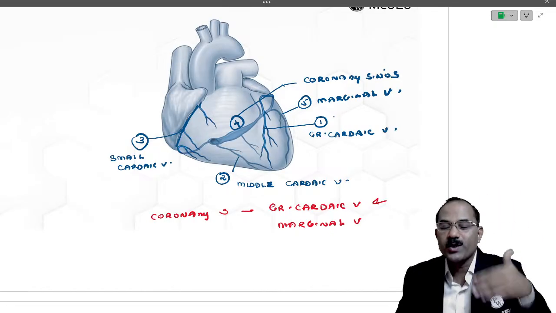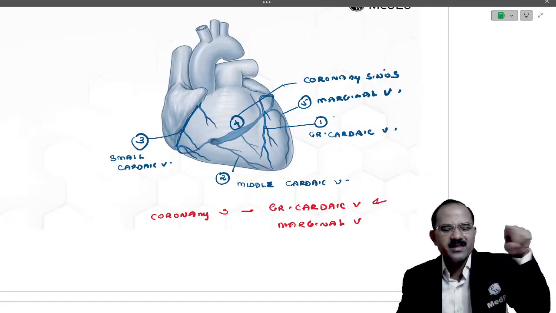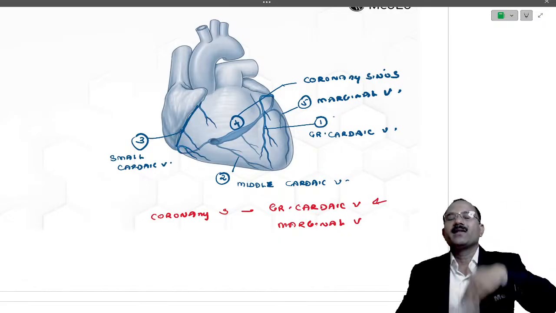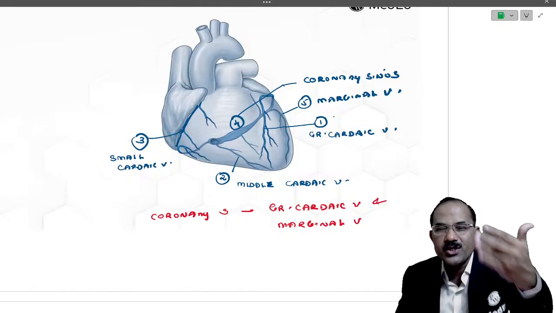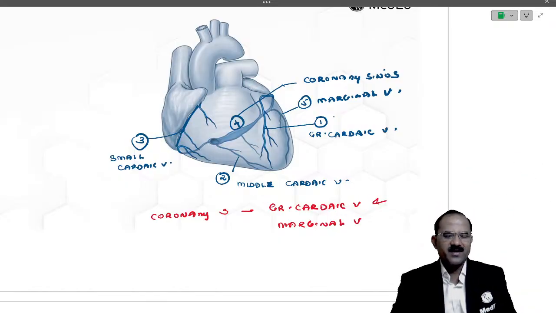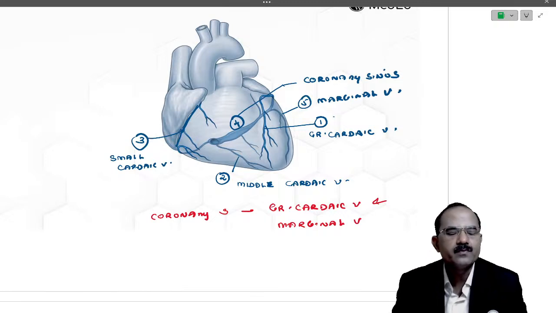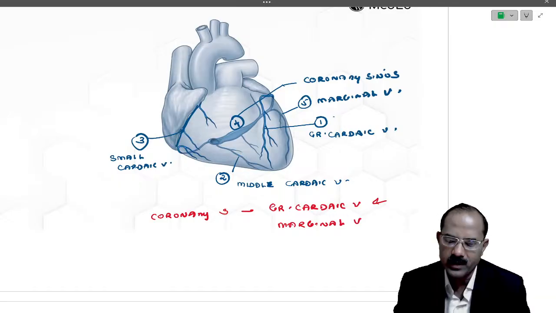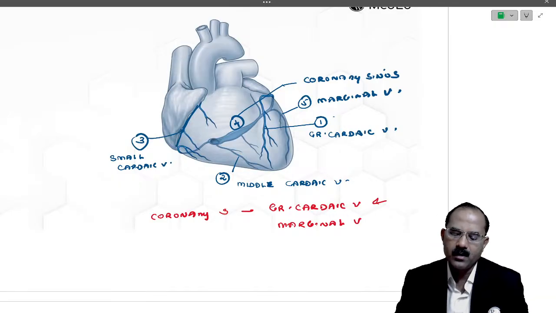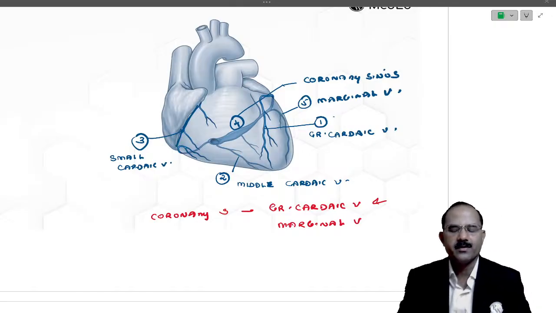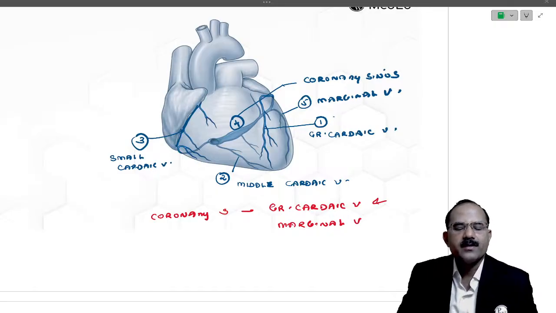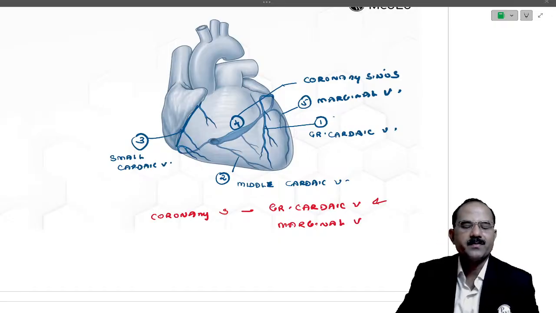And in which groove does the coronary sinus lie? It lies in the posterior atrioventricular groove, and this coronary sinus opens into, come on, answer this. This is the posterior interventricular groove. The right atrium. That's the right atrium. Yes, very good. It opens into the right atrium.